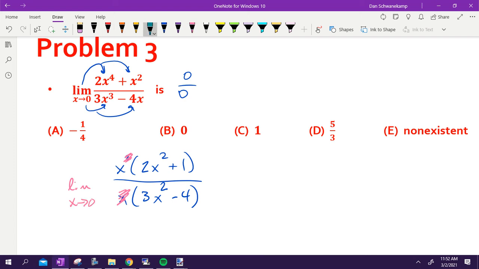I'm going to take the number 0 and plug it in. On top, if I plug in 0, I get 0. On bottom, if I plug in 0, I get negative 4. 0 over negative 4 is 0. Questions on 3?